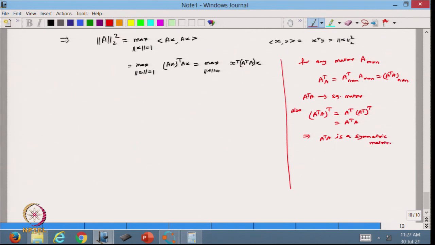This matrix is always a square matrix, and always a symmetric matrix. One more important property I am saying is that A transpose A is always positive definite. Positive definite means all its eigenvalues are positive. So, this is always true. How is it true?